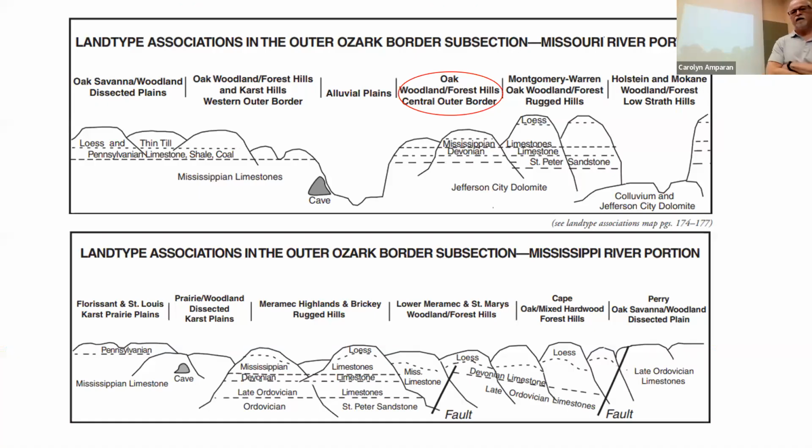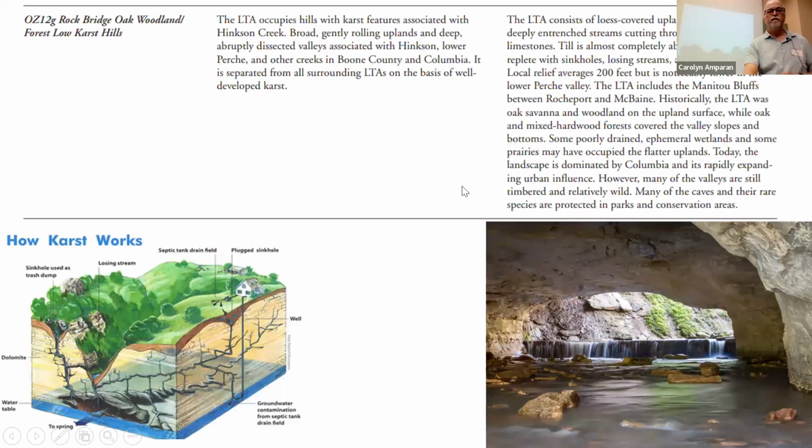So these are the LTAs of the Outer Ozark Border. Most of Columbia is in this one, and we're in this oak woodland forest hills central outer border. It gives you the loess, and then there are different kinds of limestones and so on, and just the landforms. And some places have karst. And more specifically, we're here.